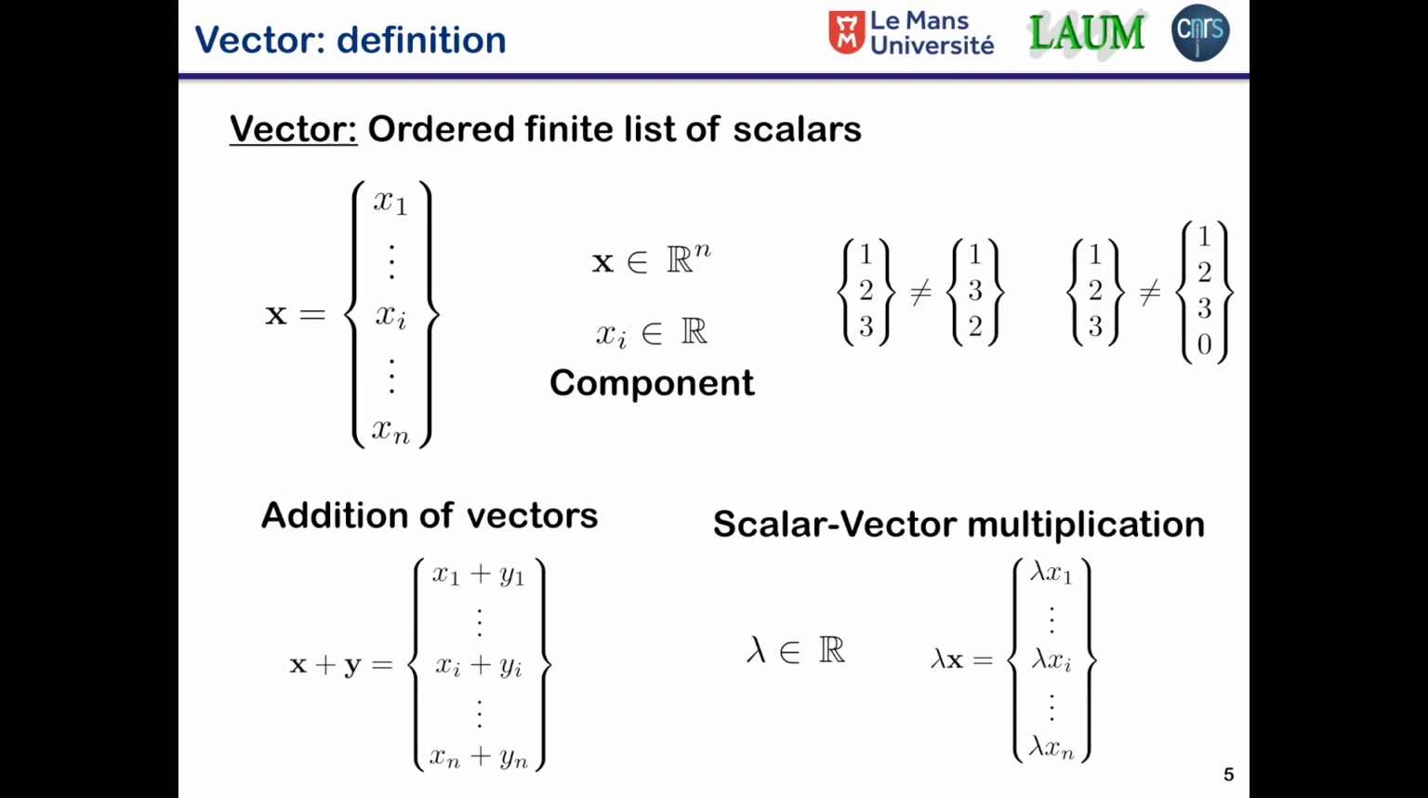We can also multiply a vector by a scalar number. In this case, I have my scalar number here, lambda, and x is my initial vector, and we see that for the product of x by lambda, I just multiply all the components by my scalar number lambda.